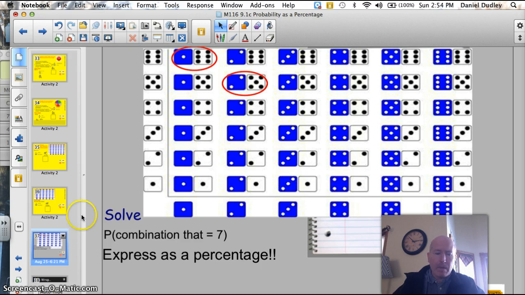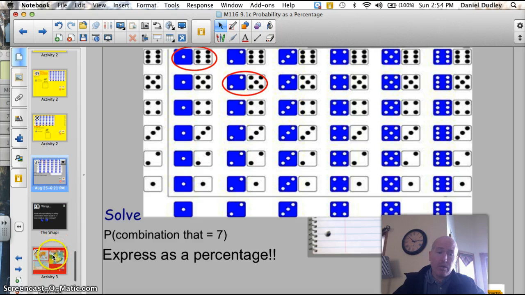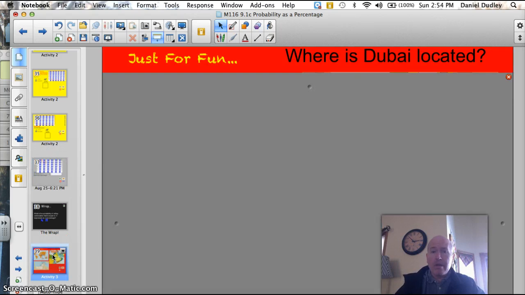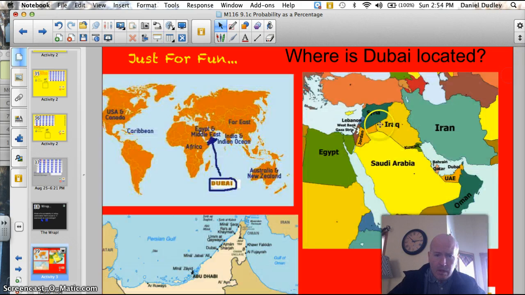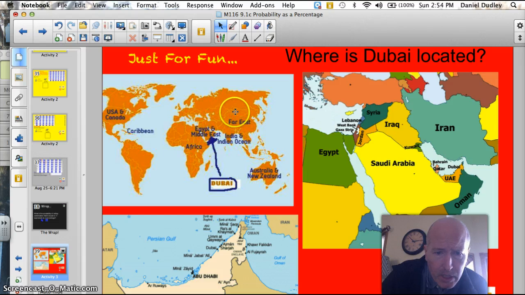Okay, our ticket to the show. I'm sorry, that is our ticket to the show. Our trivia question, where the heck is Dubai located? Well, 3 maps. First of all, here's the map of the world. Here's Africa, here's the Far East, and Europe's right here. So right here in the Middle East is where it's located, Dubai.